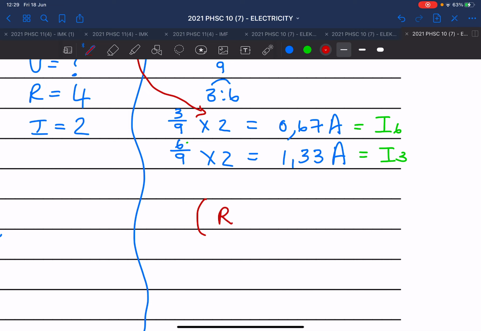Okay, so what I want you to write down is that resistance is inversely proportional to the current. Do you remember inversely proportional? So the bigger the resistance, the smaller the current. The one goes up, the other one goes down. Inversely proportional to one another.